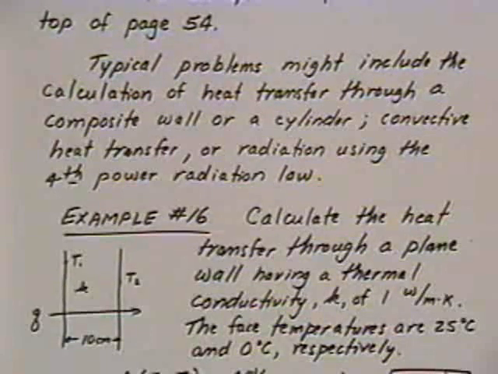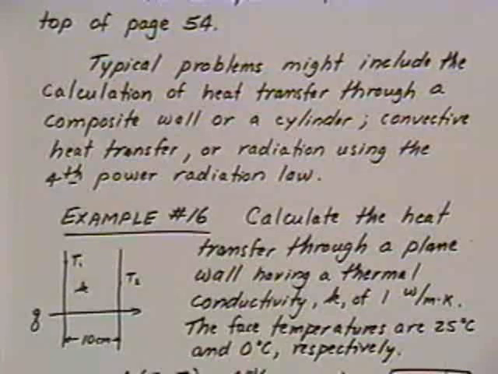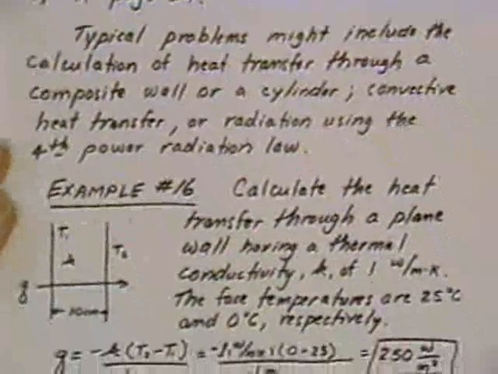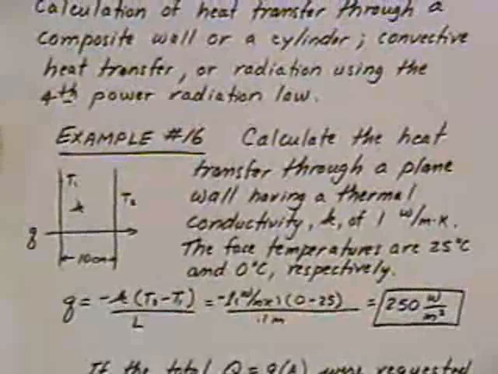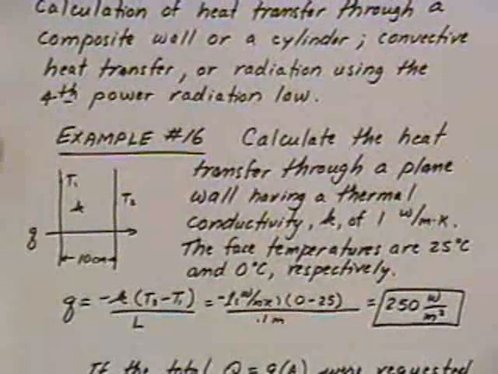So I've got 3 examples worked out that involve heat transfer through a plane wall, heat transfer through a composite wall, and heat transfer from a radiation heat source. So let's go through these 3 examples. The first one is heat transfer through a plane wall.